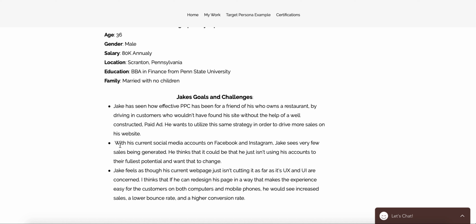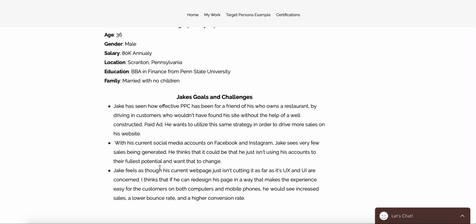With all of his current social media accounts on Facebook and Instagram, Jake sees very few sales being generated. So he has the accounts already. They're there. You don't have to create them. But he's seeing absolutely no generation of revenue or sales from the posts that he's creating or anything like that.